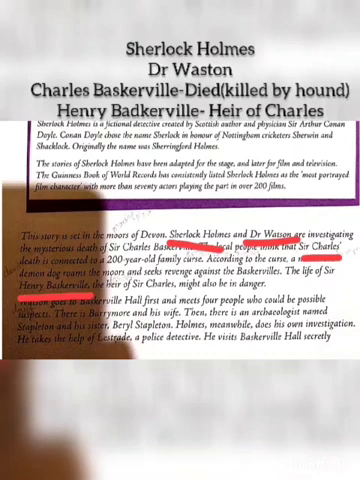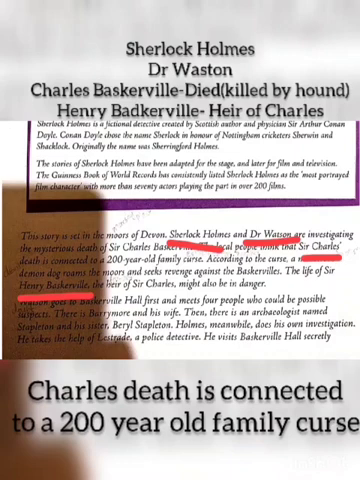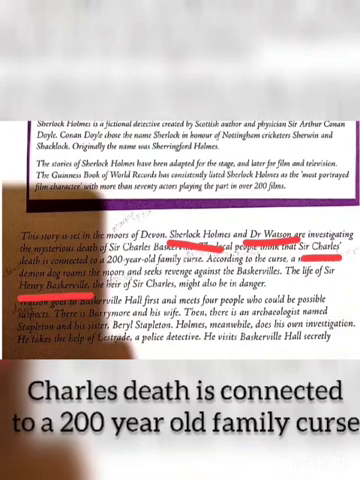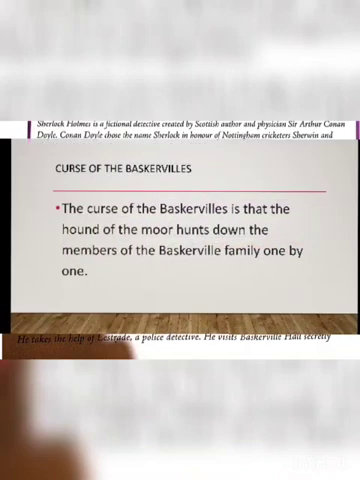So Sir Charles has died. How did he die? He was brutally attacked by a horrible, fearful dog. That was the reason behind his death. The people living nearby were saying that he died because of a family curse. What is a family curse? 200 years ago, the Baskerville family had a curse: they will be attacked by a horrible dog. That is the curse. And Charles is the last man who died from the attack of this dog.